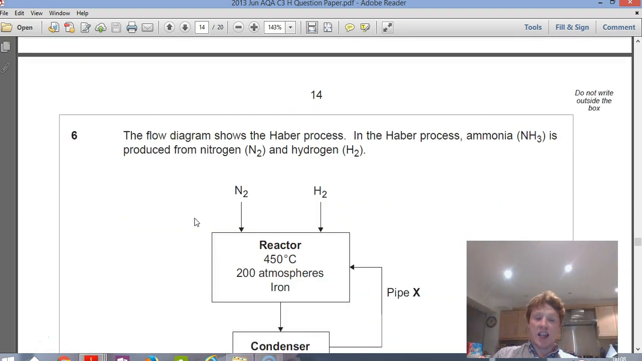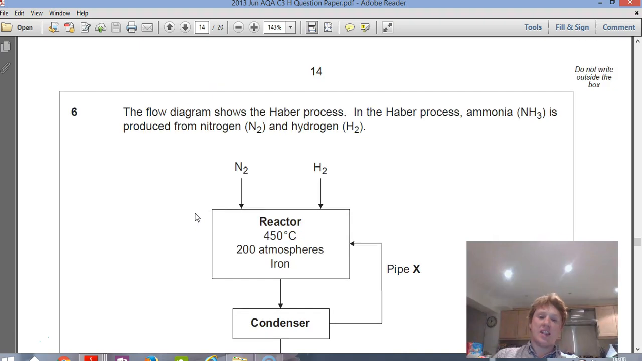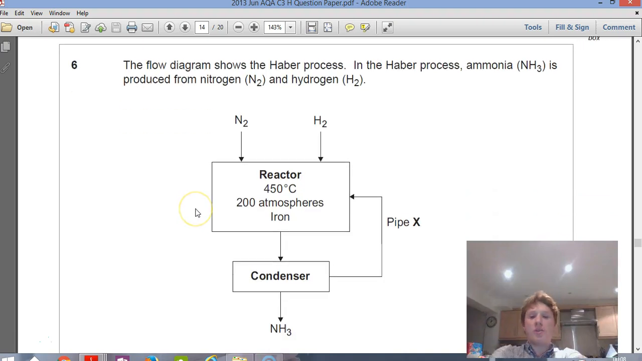Right, question 6. Haber process. You're on energetics now. Haber process or equilibrium. Haber process is a classic example that you go to. So read everything about the Haber process. Make sure you know its conditions. Make sure you know why we don't use the optimum conditions that would get the most ammonia.